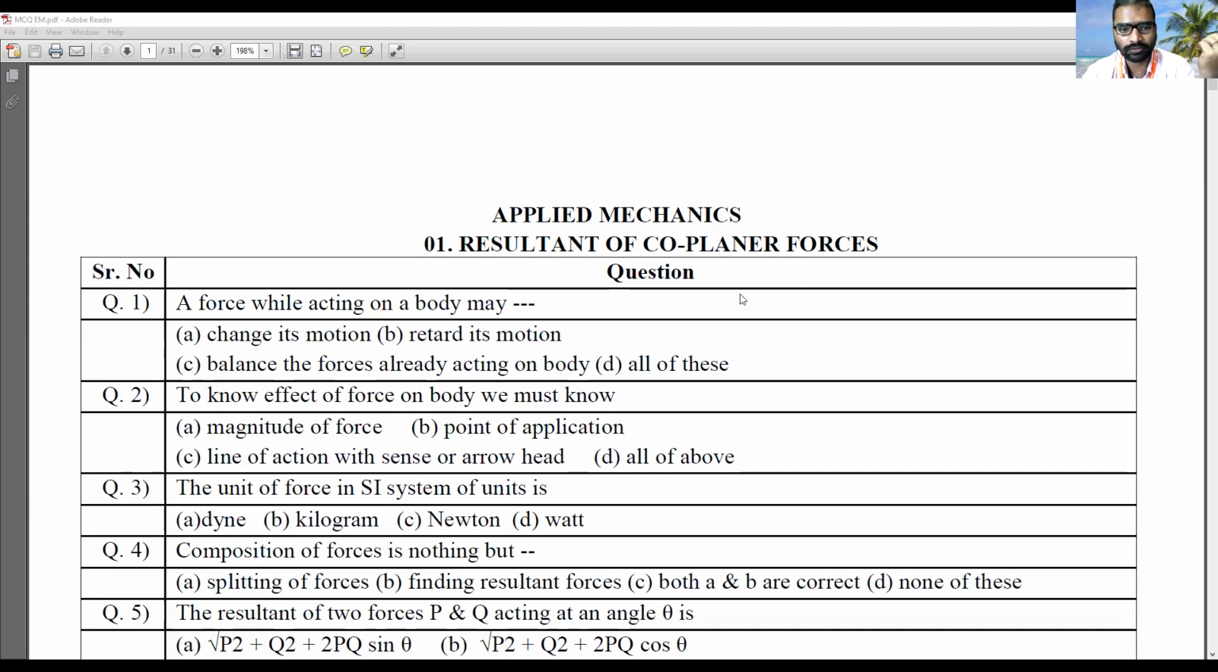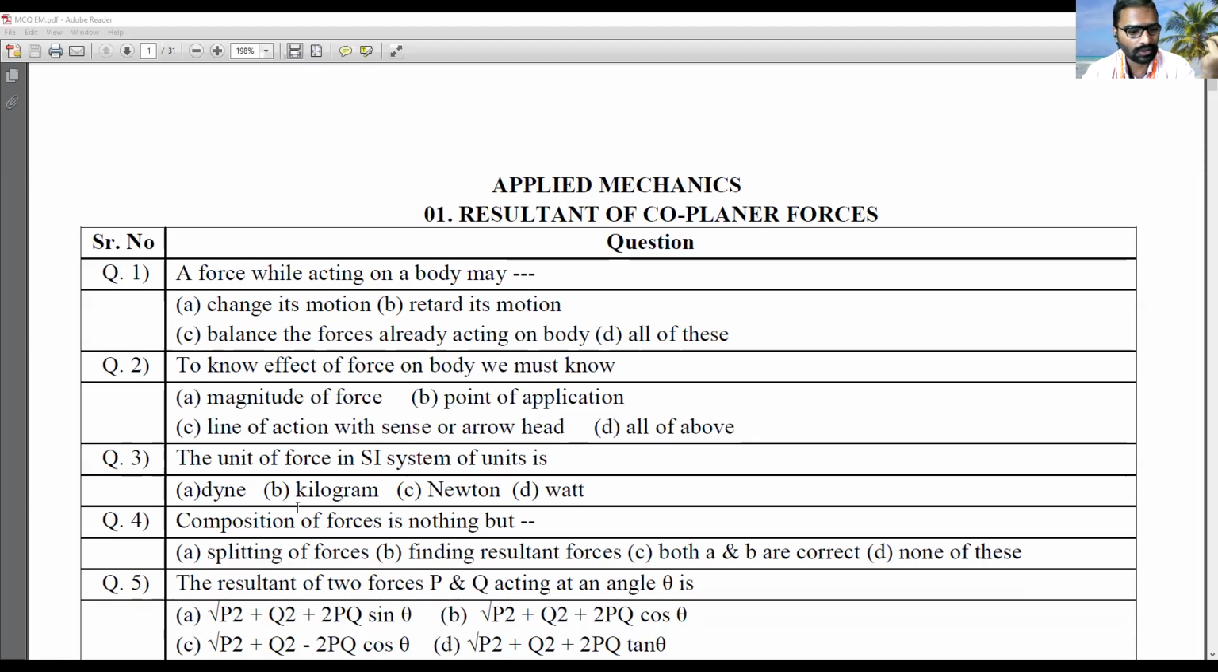Ashwini, roll number 55. Newton, sir. Yes, Newton. Okay, good. Next, composition of force is nothing but: splitting of the forces, finding the resultant of the forces, both A and B, none. Those who know the answer, raise your hand so that I will call. Roll number 2, Megha. Finding the resultant forces. Yes, composition means finding the resultant forces.